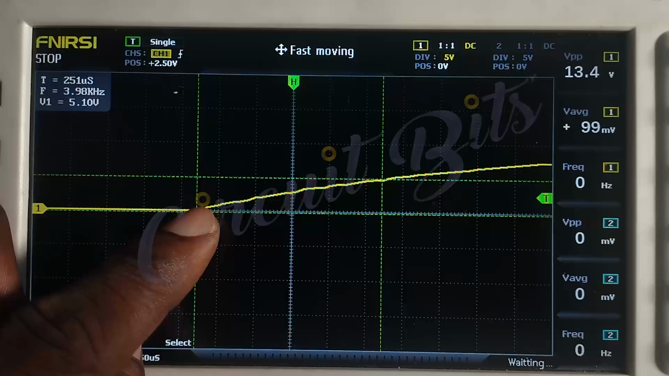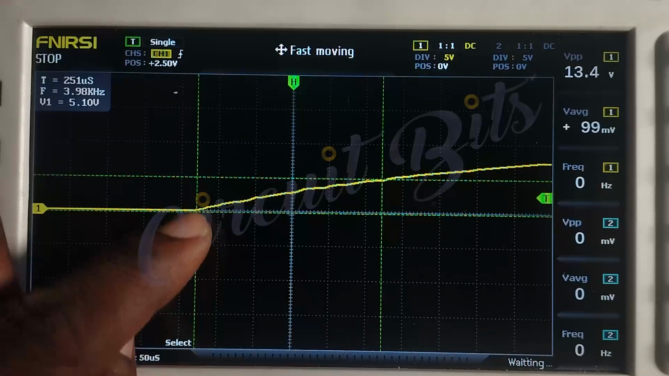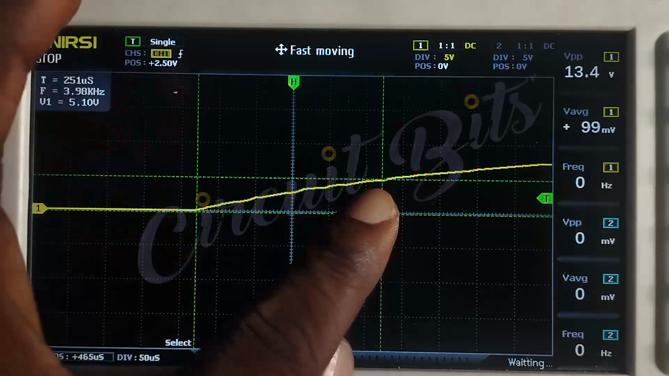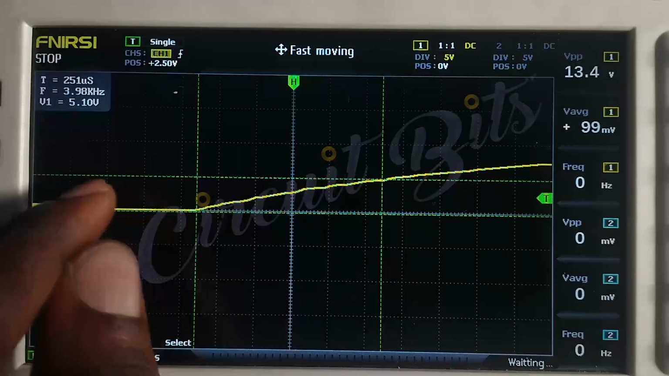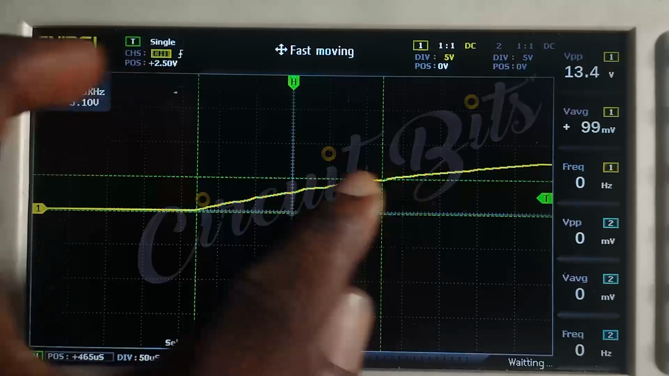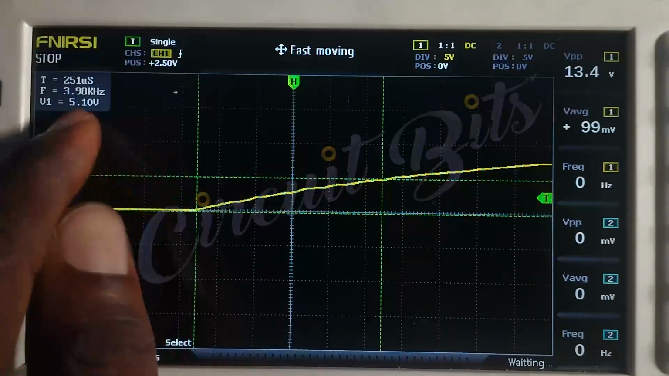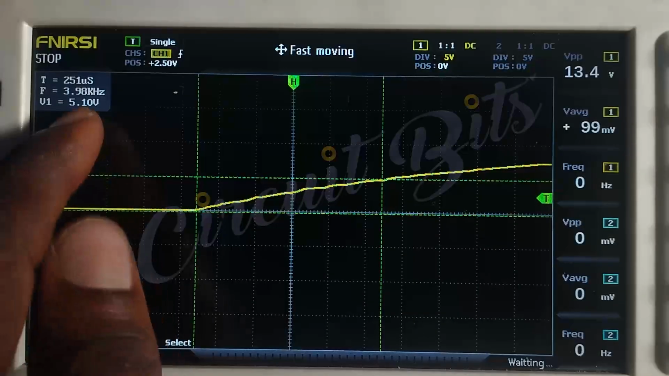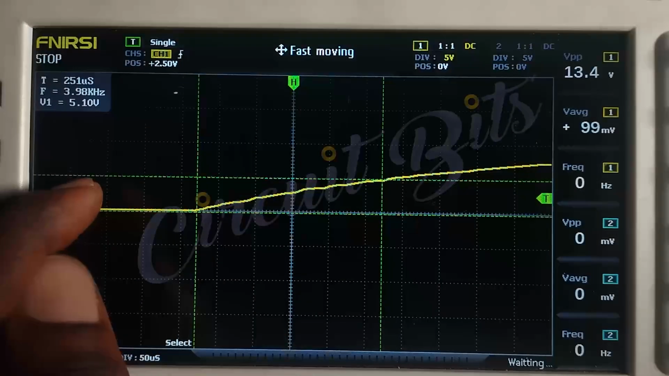This is our first mark, our first cursor, which bisects where the waveform leaves the 0 mark, and then this one where it's at 5 volts. This green line across the screen here is on the 5 volts mark. You can see that V1 is 5.10 volts. Okay, the error of this is 0.10.